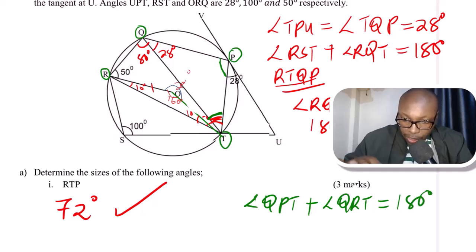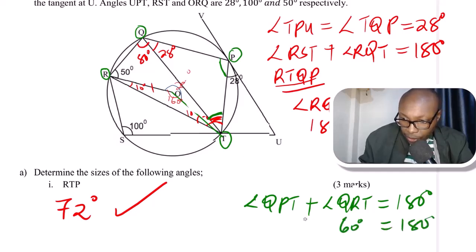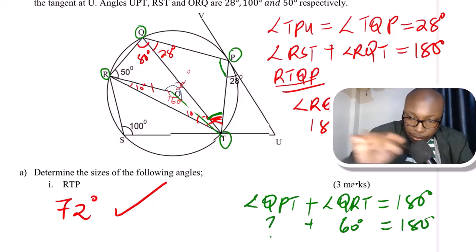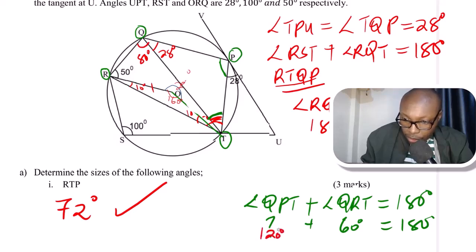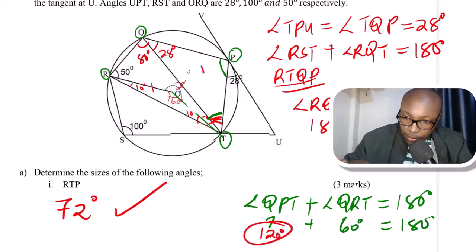So those two angles, and you have this angle QRT. QRT is 50 plus 10, that would be 60 degrees, and that tells us that we'll be able to get this angle. This angle, that is angle QPT, should be 120 degrees. So this angle here should be 120 degrees.